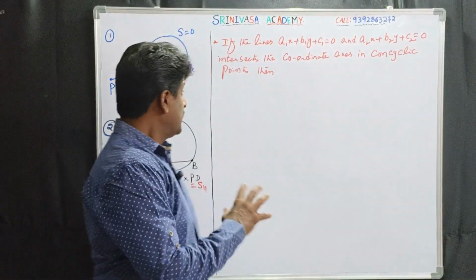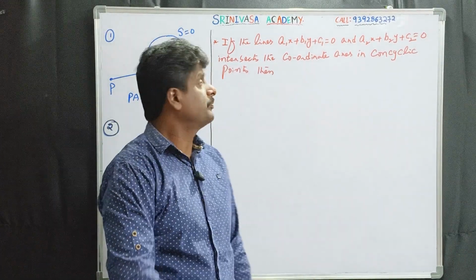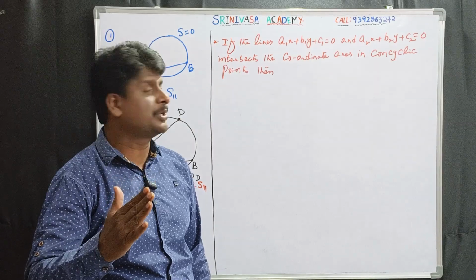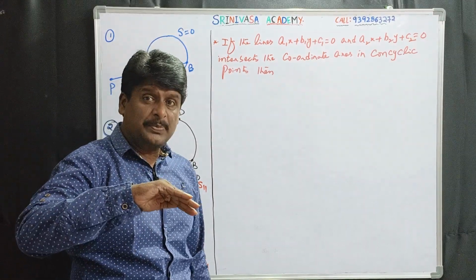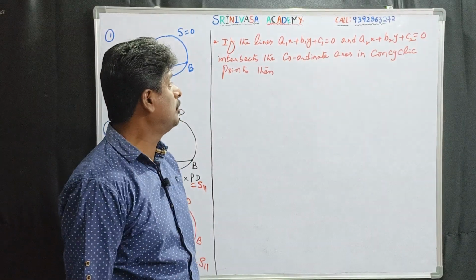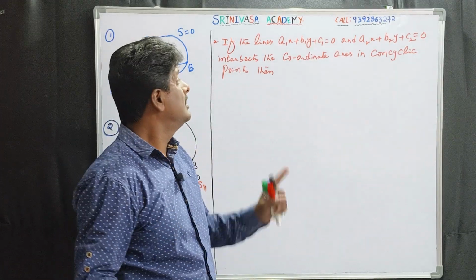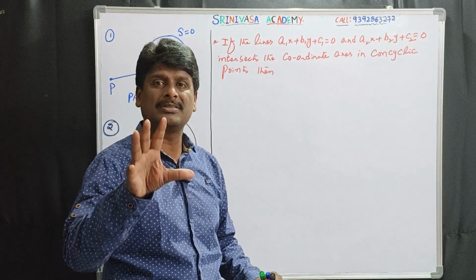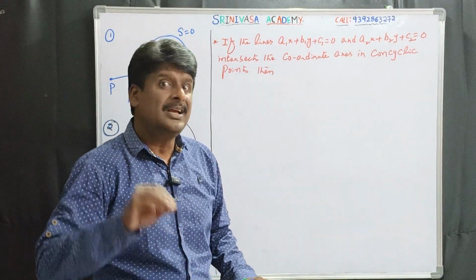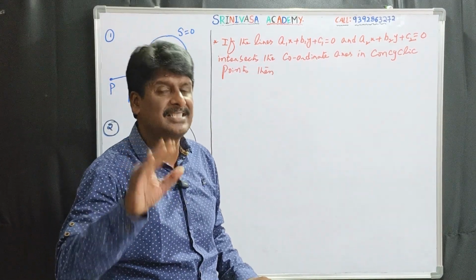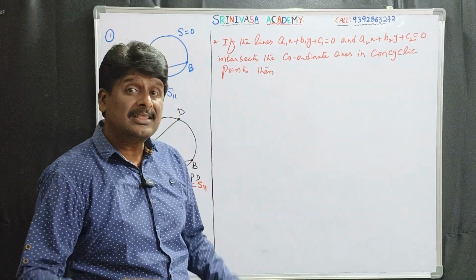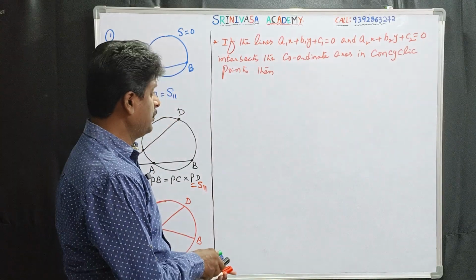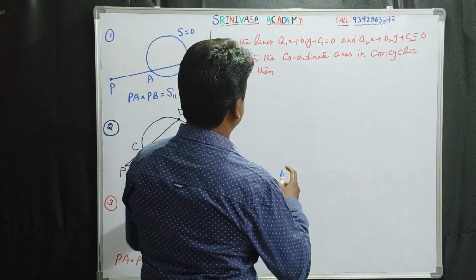See, this concept application model: if the lines a1x plus b1y plus c1 is equal to 0, and a2x plus b2y plus c2 is equal to 0, are the 2 straight lines intersecting the coordinate axes in concyclic points, then what will be the condition? Very simple, very easy to derive.